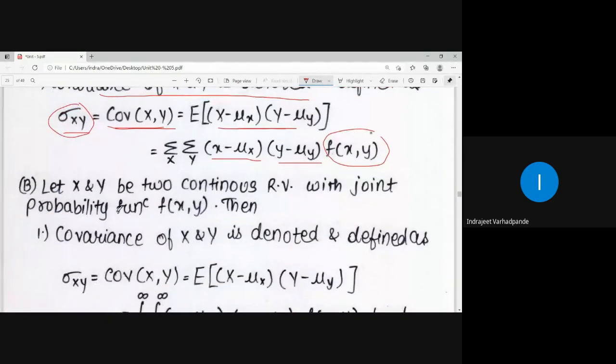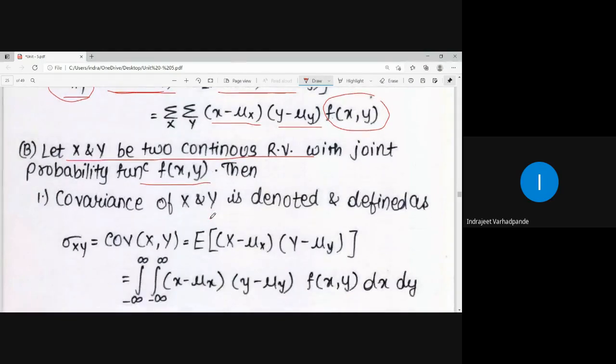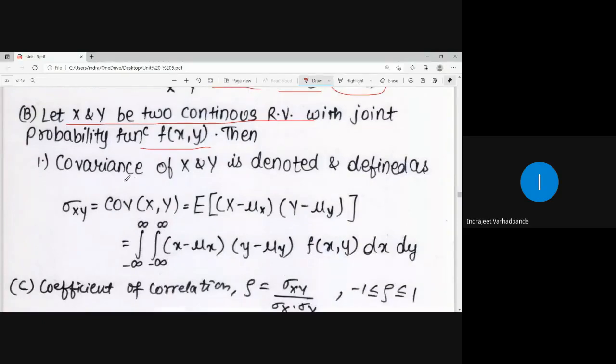In case of continuous random variable, let x and y be two continuous random variables with a joint probability function, or joint density function, f of xy, then covariance of x and y is denoted by sigma xy, which is covariance of xy, expectation of x minus mu x into y minus mu y, the product of x minus mu x and y minus mu y.